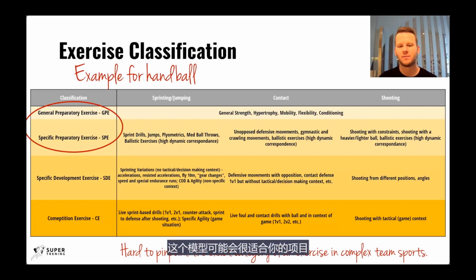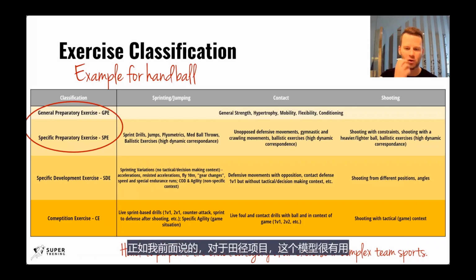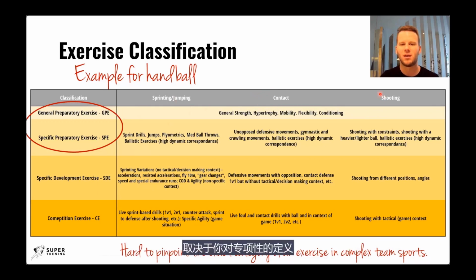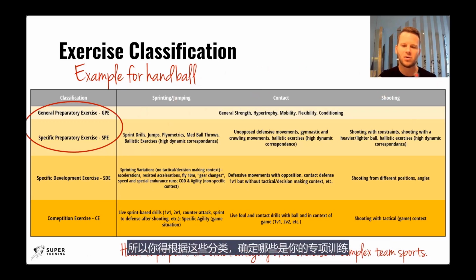So I think this is a good model to have for your sport, because it helps you categorize, for example, speed, power, and other strength and conditioning components, and is a useful tool in the toolbox. As we said before, it's more useful for strength specialists or for track and field, but the deal breaker for more complex sports is the categories we have. So, for example, for handball: sprinting, jumping, contact play, and shooting depend on what we use to judge the specificity. What is specific in handball? What is specific in football? What is specific in tennis? So basically, you will make those categories and decide what is specific in your sport.